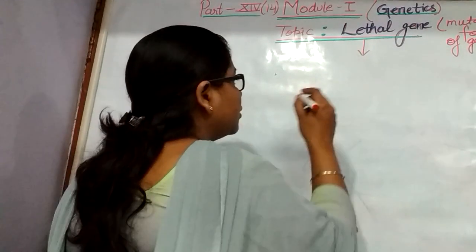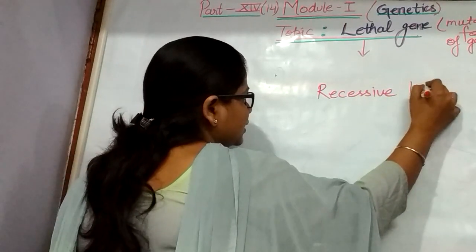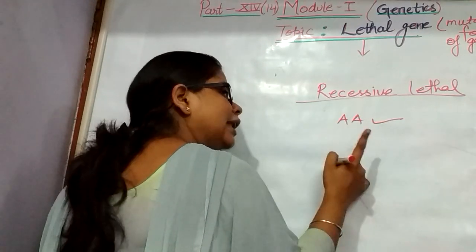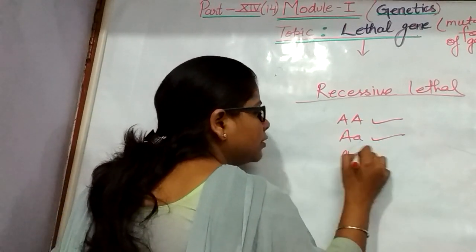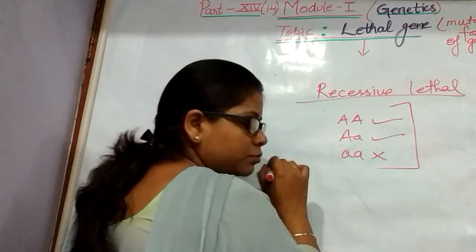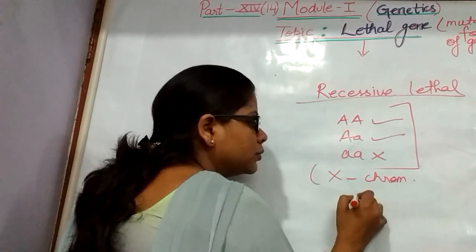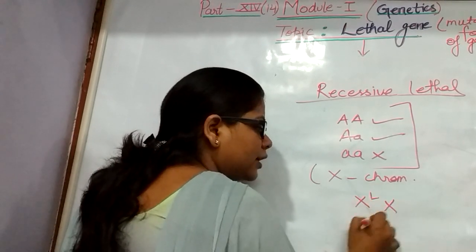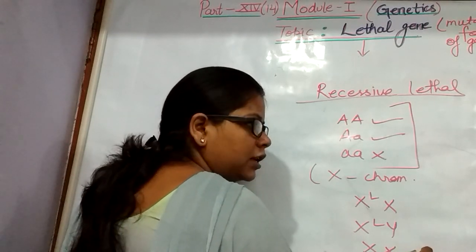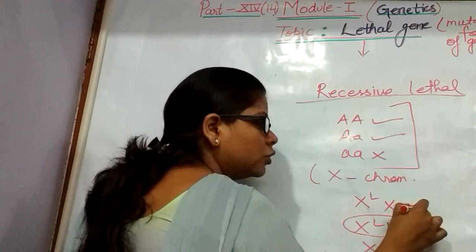Now I am going to tell about the recessive lethal. I discussed it earlier, but I am going to discuss it in detail right now. Recessive lethal, I already told you recessive. Lethal means this one will live, this one will live, and this will become dead. So what about the X-linked? This one is about autosomes. We are talking about X chromosomes. So X chromosome, suppose this one is affected, this one is affected, this one and this one. These both are normal.